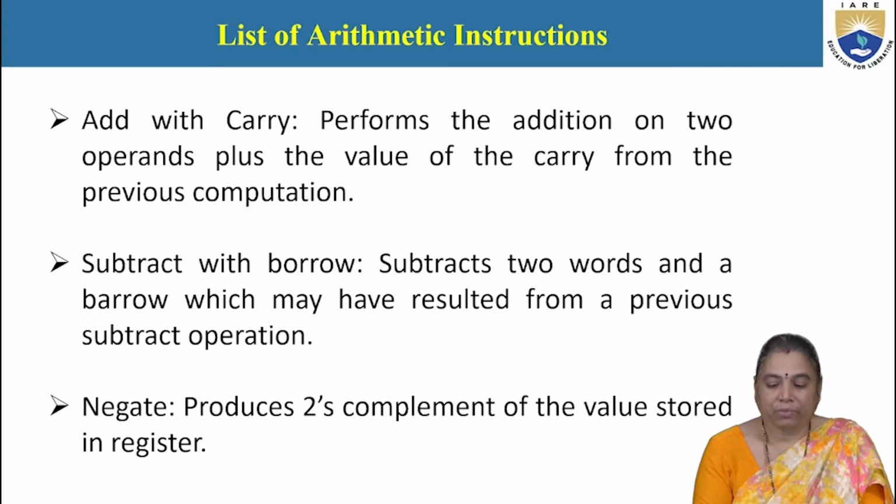Add with carry performs the addition of two operands plus the value of the carry from the previous computation. Subtract with borrow subtracts two words and a borrow which may have resulted from a previous subtract operation. Negate produces the 2's complement of the value stored in the register.